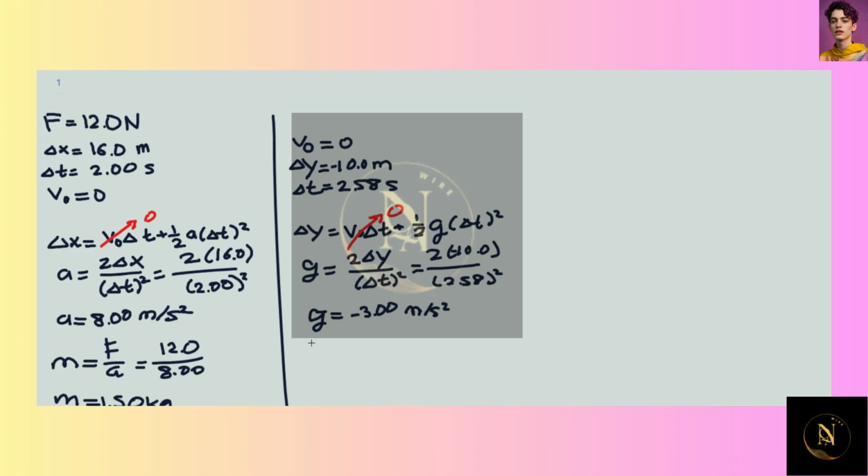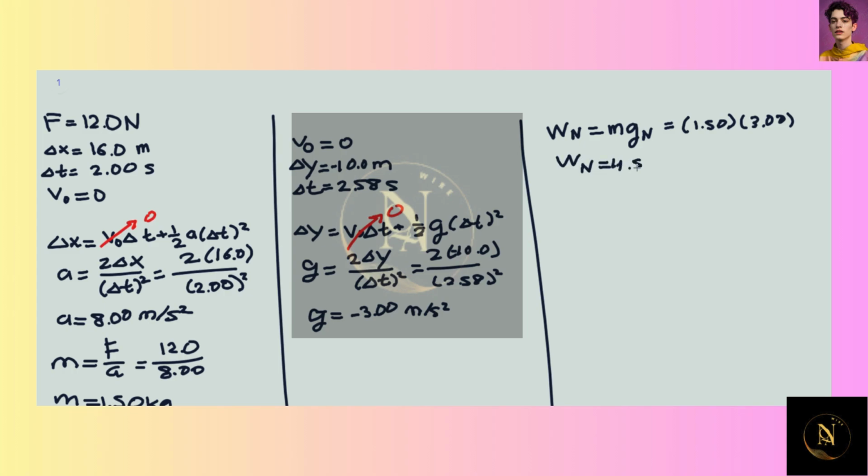Now we can finally solve for the weight on Newtonia. We do that by multiplying the mass that we already found by the gravitational acceleration on Newtonia. Sorry for the off notation, but that's the same number that we just solved for, the absolute value, which is 3. So the weight on Newtonia is 4.50 newtons.